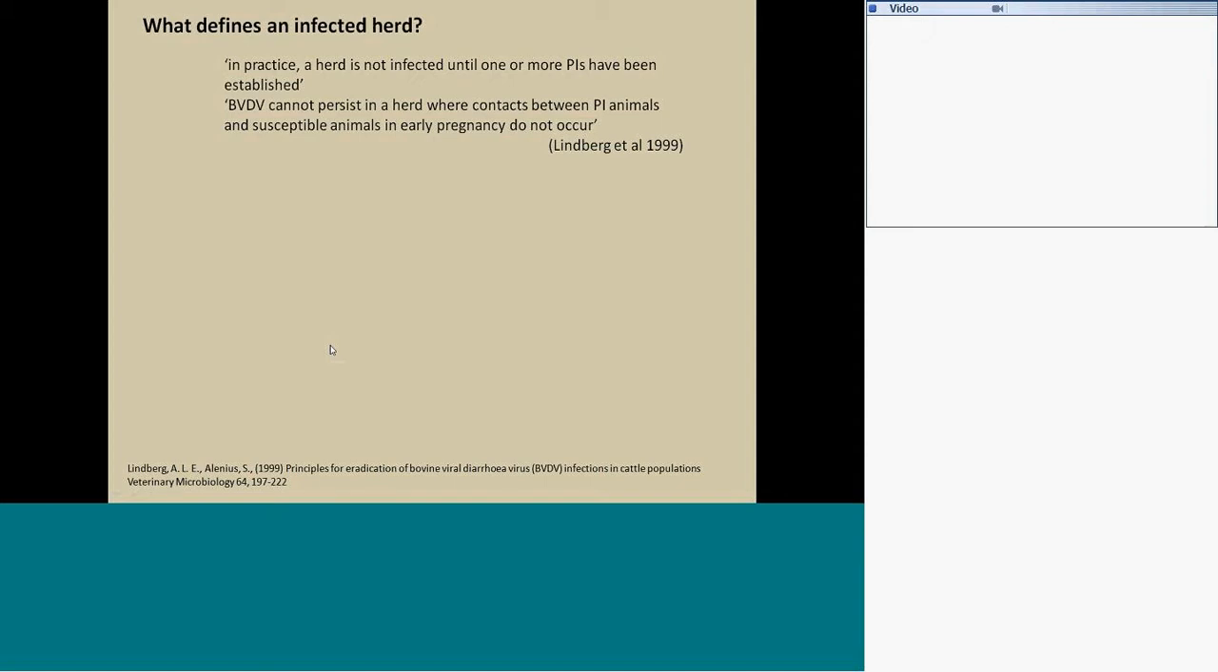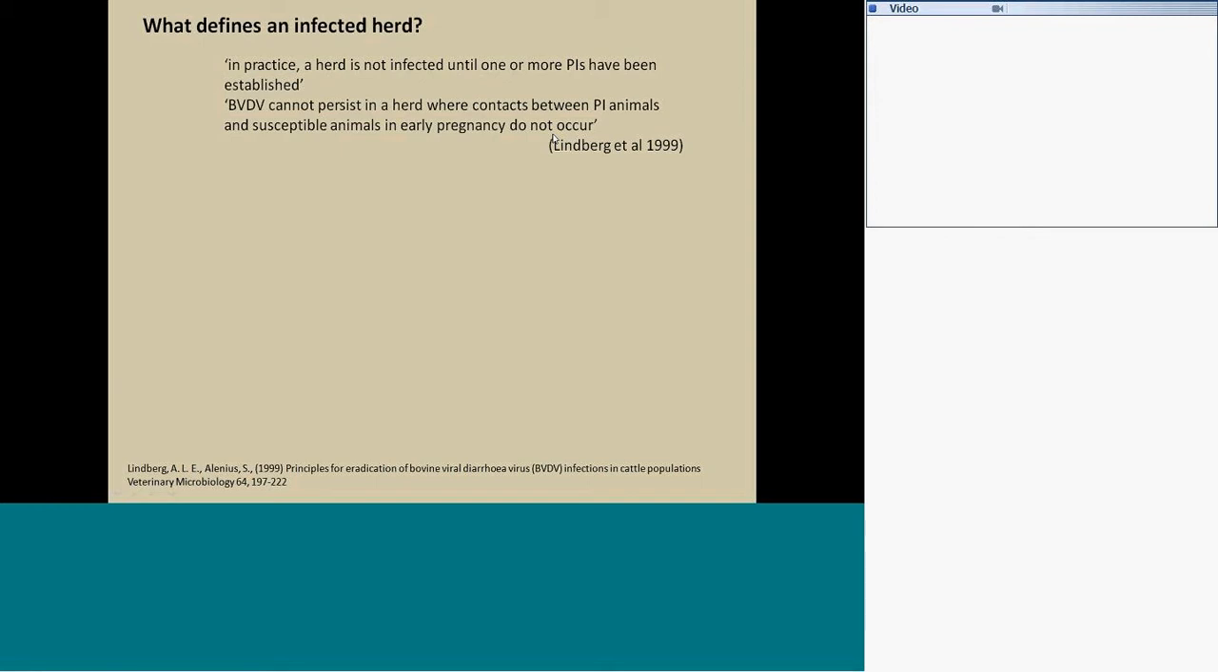So the first thing I think that we just need to cover is what defines an infected herd. And I quite like these two quotes that come from a paper that was written by a Swedish lady called Anne Lindberg. And she says in this paper that in practice a herd is not infected until one or more PIs have become established. And so really what we're saying is if your herd doesn't have a PI animal in it, it's not really considered to be actively infected with BVD. The other thing is that we know that BVD cannot persist in a herd where contacts between PI animals and susceptible animals in early pregnancy do not occur.